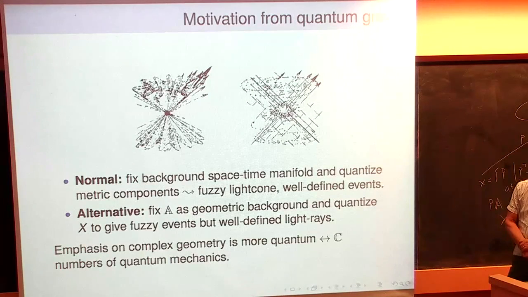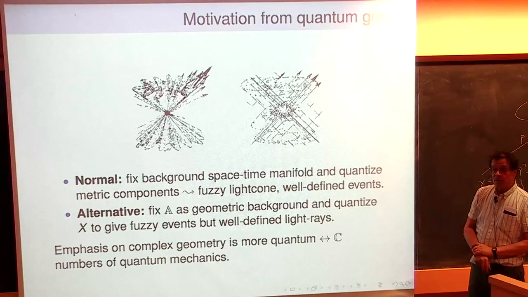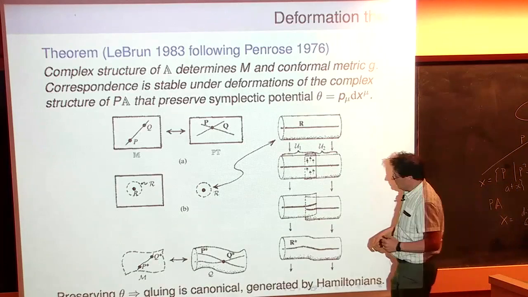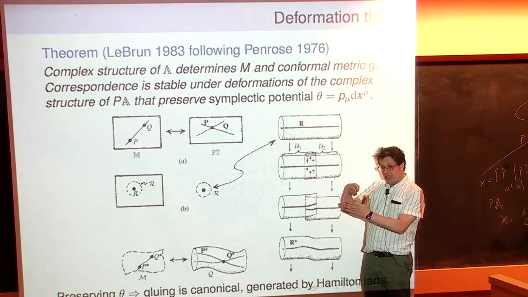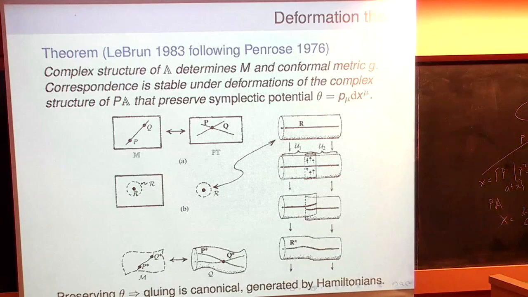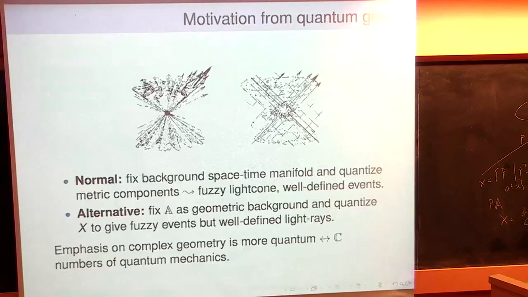Would your metric have zeros? Sorry? Would your metrics have zeros? By zeros, you mean does the determinant vanish? Yeah. So what can happen is that you get what are called jumping... The normal bundle can jump, and the geometric structure can degenerate. It could have zeros. It could degenerate. It could develop singularities, but only a very special type.